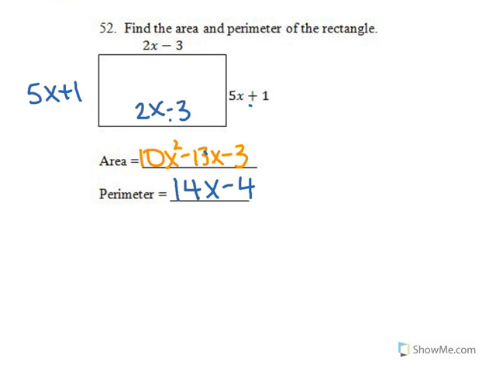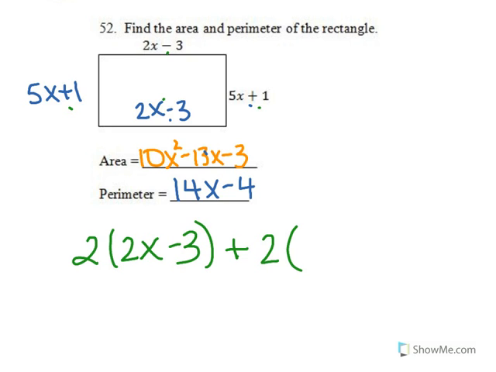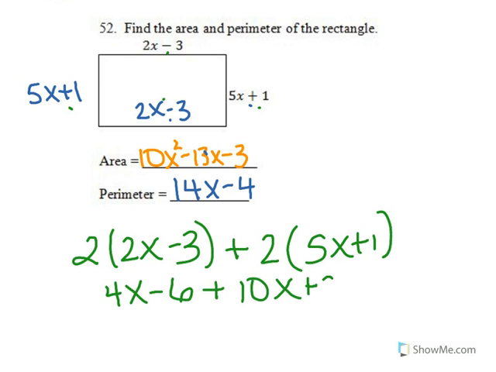You could also have found the perimeter by doing 2 times (2x - 3), because there's 2 of those sides, plus 2 times (5x + 1), because there's 2 of those sides. When I distribute, 4x - 6 plus 10x plus 2, and combine your like terms, 14x - 4.